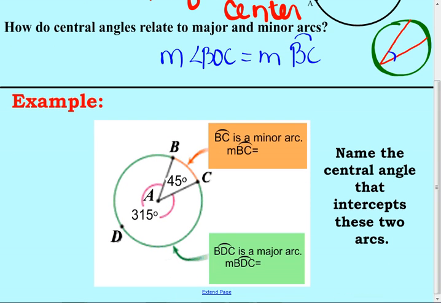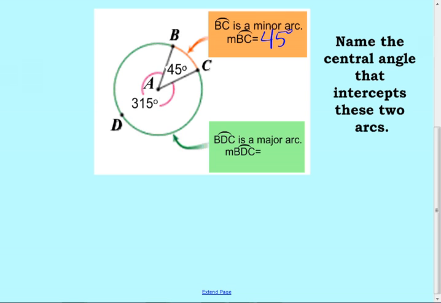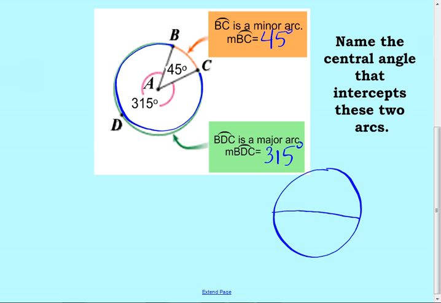Okay, so if BC is a minor arc, what's the measure of BC? 45 degrees. If BDC is the major arc, again, it's still a central angle. It's B to D to C. What's the measure of this big arc? 315. What if we have a semicircle? What if that's a diameter? This is 180 degrees, right? A straight line. And the arc is 180 degrees. Does it make sense when you put it together? If I take two semicircles, I get all 360 degrees.